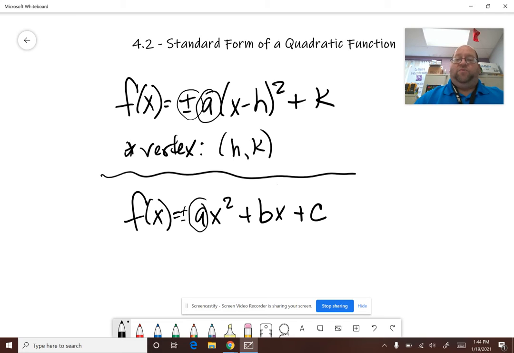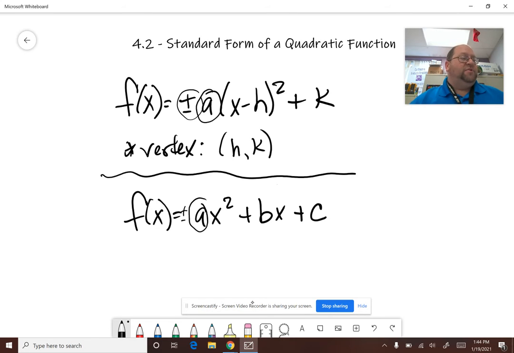The problem is, where's the vertex? There's no h, there's no k, none of that here. So with standard form, the vertex is actually hidden, which is kind of a problem, but not one we can't solve. Believe it or not, this is derived from vertex form. We could go through a 15-minute proof to show you how that's done, but I don't want to take the time to do that.